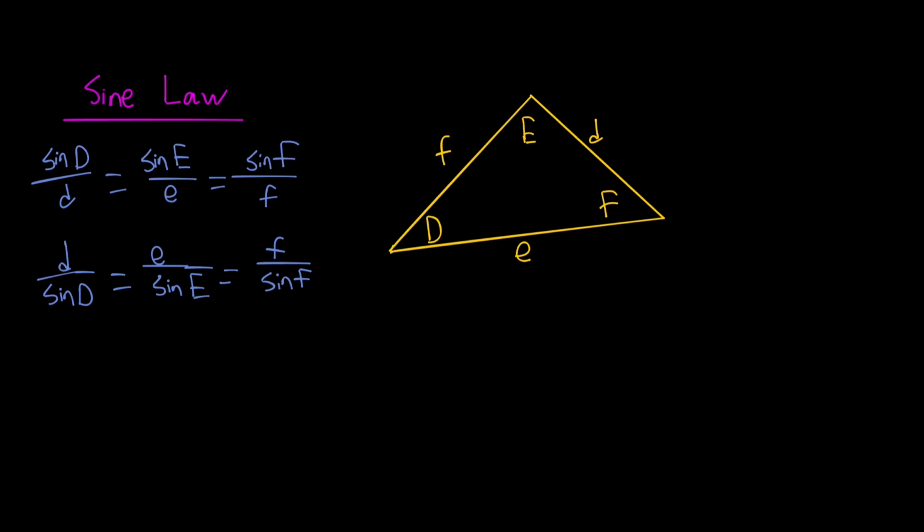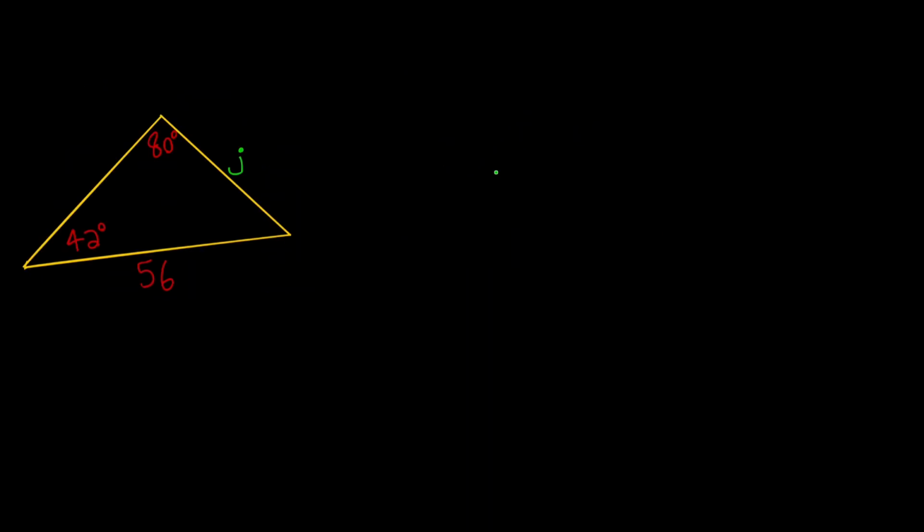Okay, so let's get into some example problems. We're going to start with this example right here. You can see that we have two defined angles, one defined side, and one undefined side. So we're going to say that side J is our unknown, and that angle J is going to be 42 degrees. And we're going to call the other one angle and side I. So angle I is going to be 80 degrees, and side I is going to be 56.